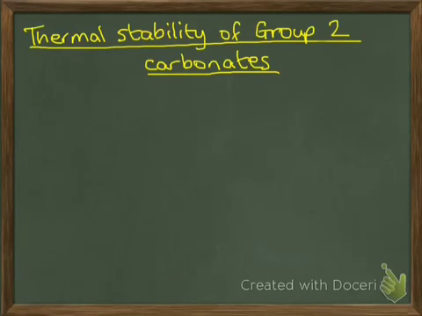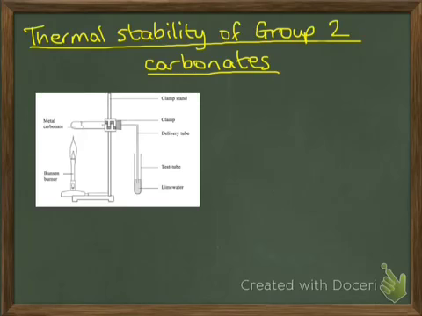The other trend that you need to be able to discuss is the thermal stability of the group 2 carbonates. Now, this is an experiment that you should do in class with your teacher, and a diagram of the experimental setup is shown on the slide. So we have a sample of metal carbonate in a test tube which is clamped horizontally and heated by a Bunsen burner, and we have a delivery tube attached to this test tube, and the other end of the delivery tube is placed in a test tube containing lime water.